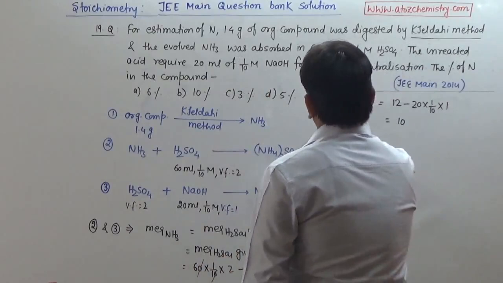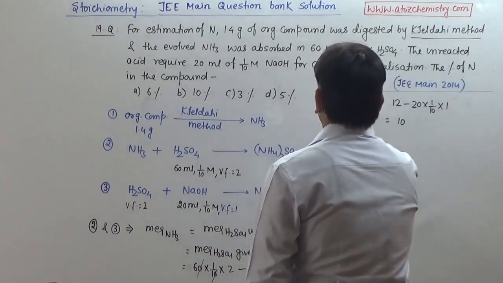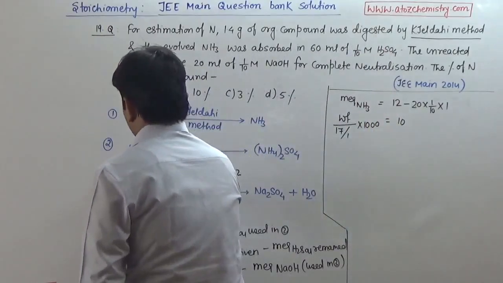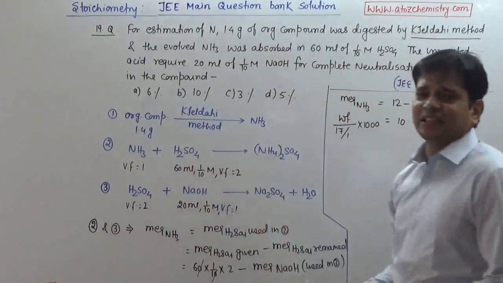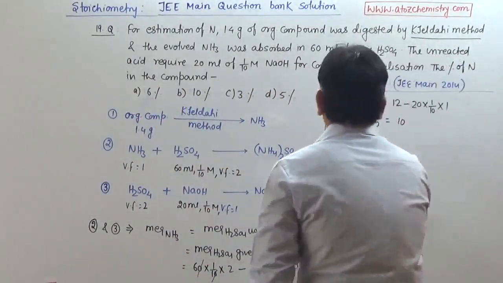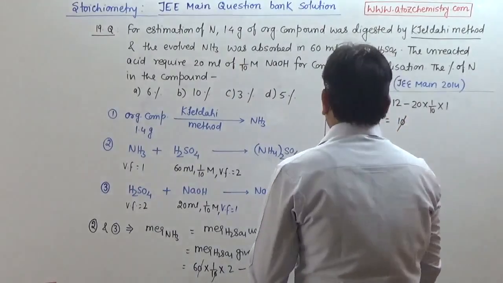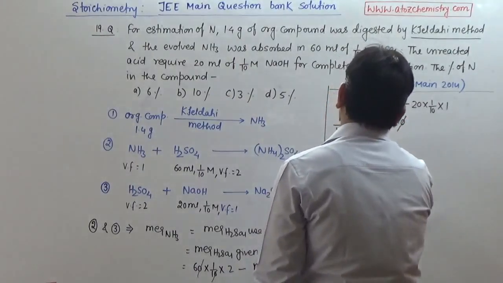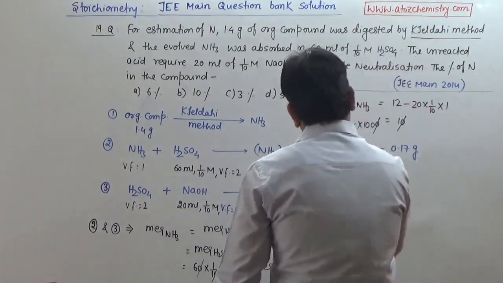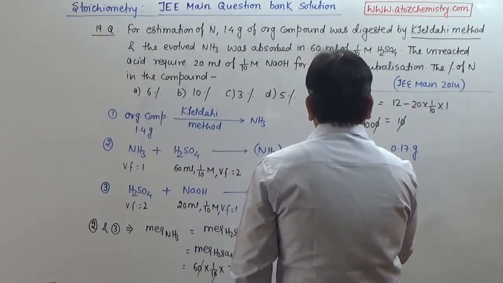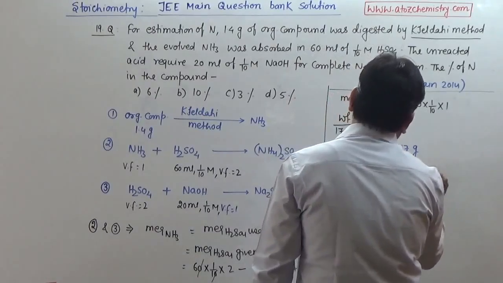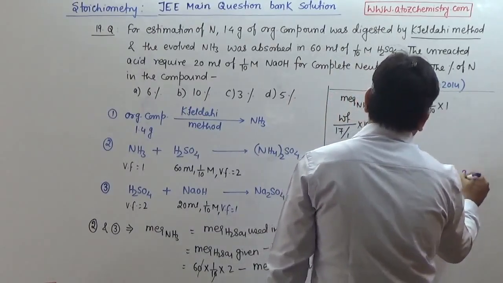and hence this will be equal to 10. Now weight divided by equivalent weight will be equal to 17 by 1 into 1000, because valency factor of NH3 is 1 here. You can easily see in an acid-base reaction valency factor is simply the acidity and basicity of the acid and base. So this will be cancelled out, and you will get weight of NH3 equal to 0.17 gram. So weight of nitrogen: in 17 gram you have 14 gram, so in 0.17 gram you will have 0.14 gram.